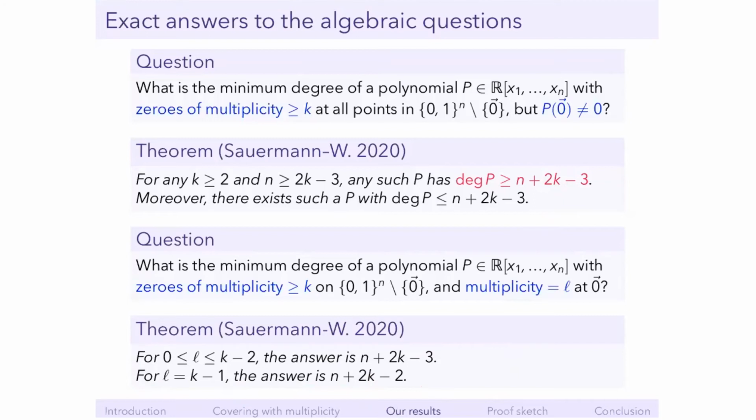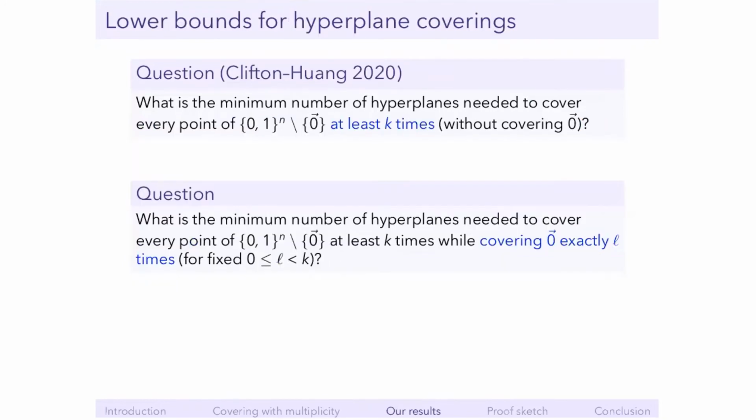Yeah, so these are our main results, these exact answers to the algebraic questions. But of course, as I was explaining earlier, this implies lower bounds for the geometric questions. So again, here are the geometric questions that we've been considering, and our results immediately imply lower bounds for them. For the original question of Clifton and Huang, where we want to not cover the origin at all, our theorem implies that you have to use at least n plus 2k minus 3 hyperplanes. This improves the previous lower bound of Clifton and Huang, which was like n plus k plus 1.